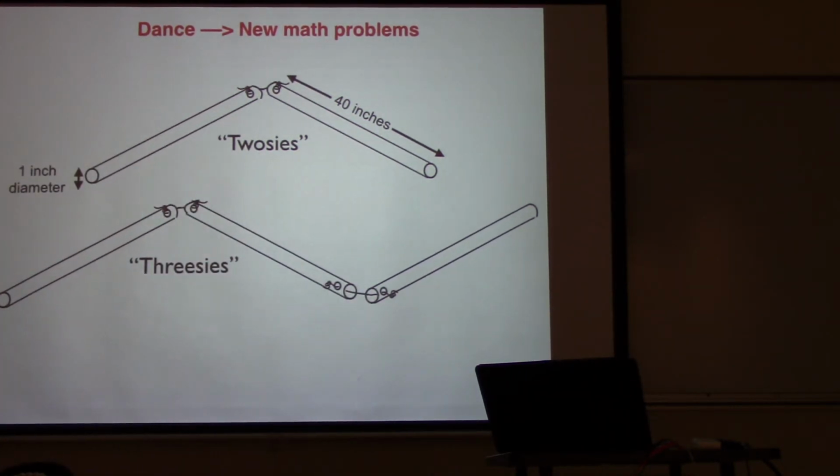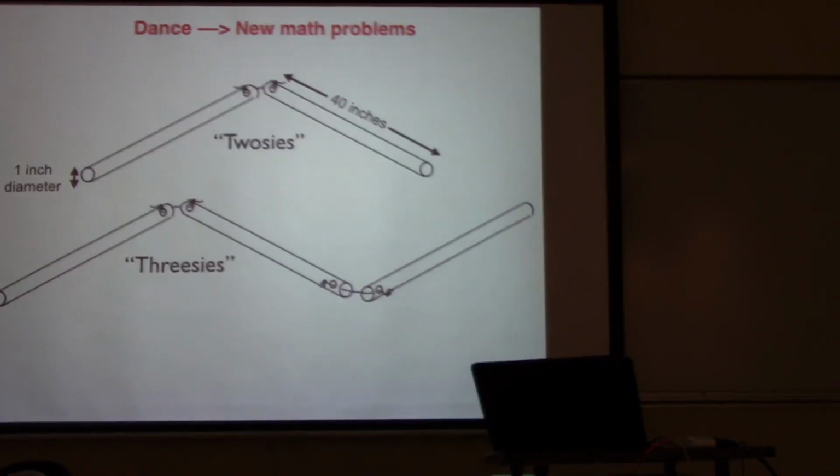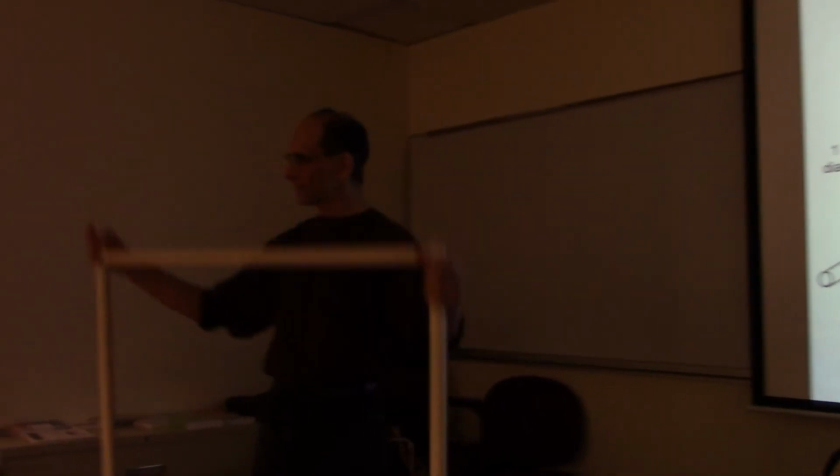I can show you a little bit more here. This is one of the props we've worked with, and dancers tend to call these 2Zs or 3Zs. So this is a 3Z, 3 PVC pipe sections, and again, I think it's more meaningful to see it in real life.